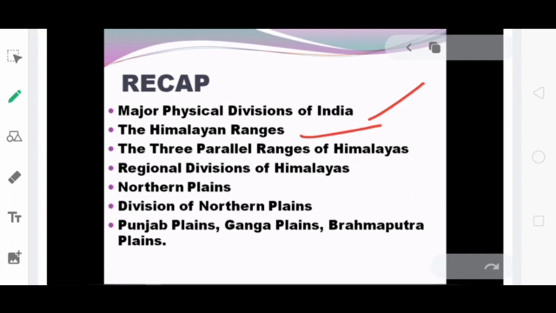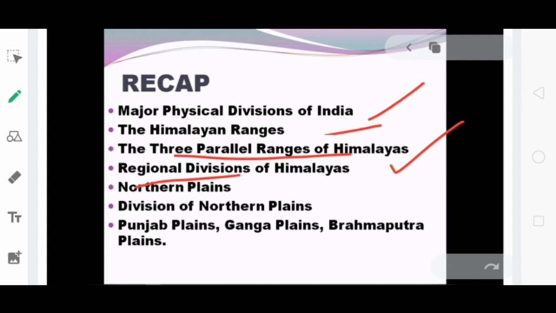It is mainly divided into 3 parallel ranges. They are the Himadri, the Himachal and the Shivaliks. Besides the longitudinal divisions, the Himalayas have also been divided into regional divisions demarcated by the rivers. Then we discussed the Punjab Himalayas, which lie between the river Indus and river Sutlej.